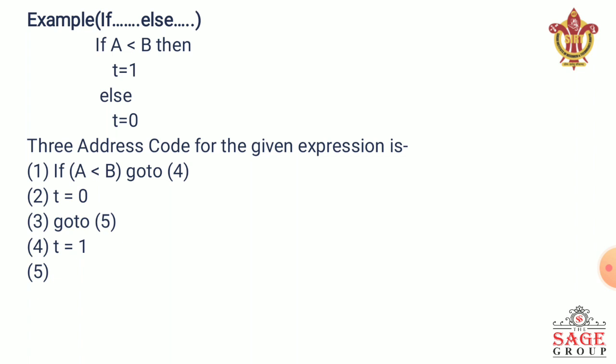So to convert this statement, if a less than b, we have used two operands a and b which are connected by the operator less than. Then if the condition is true, go to label L. L means go to statement number 4. Statement 4 executes our true part, which is t equal to 1.